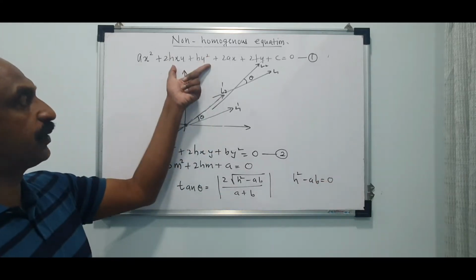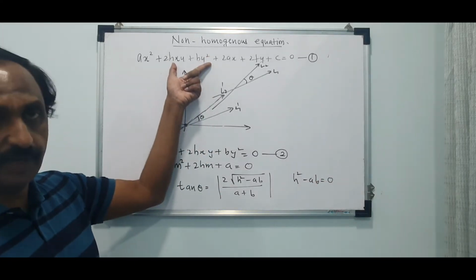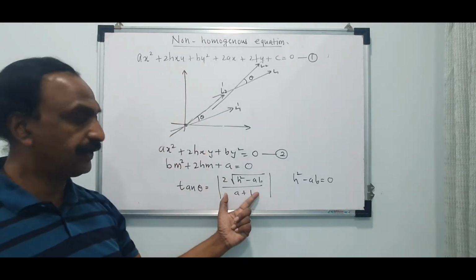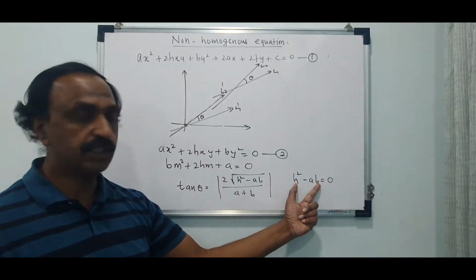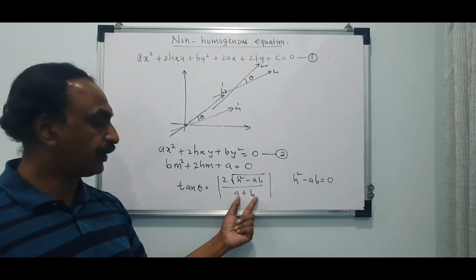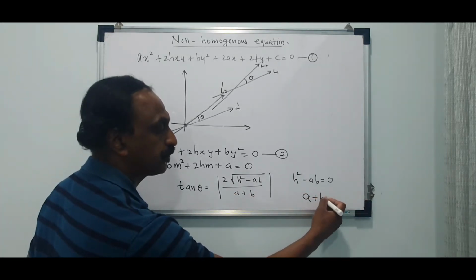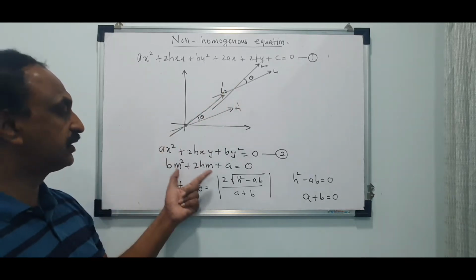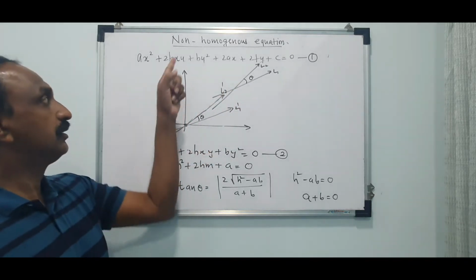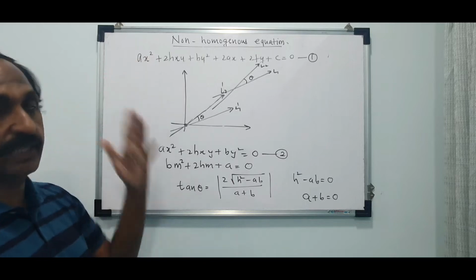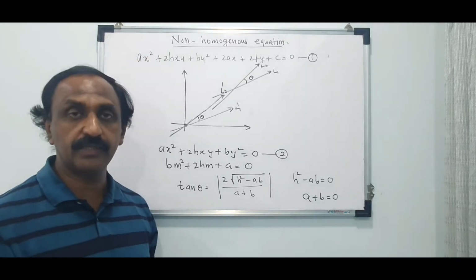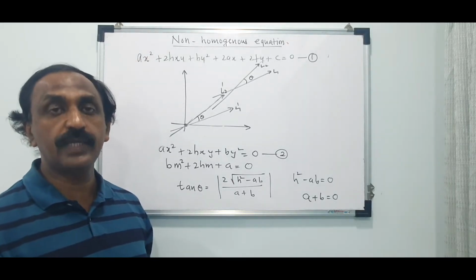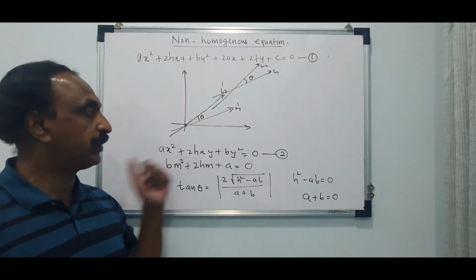So this equation represents a pair of lines if the determinant is 0. The angle between the lines is given by this formula. Condition for the lines to be parallel. Condition for the lines to be perpendicular is a plus b should be 0. And finally, if I want to find the slope of the lines, solve the auxiliary equation bm square plus 2hm plus a equal to 0, and I'll get the slope of the lines. So we can easily calculate the slope of the lines by using this.